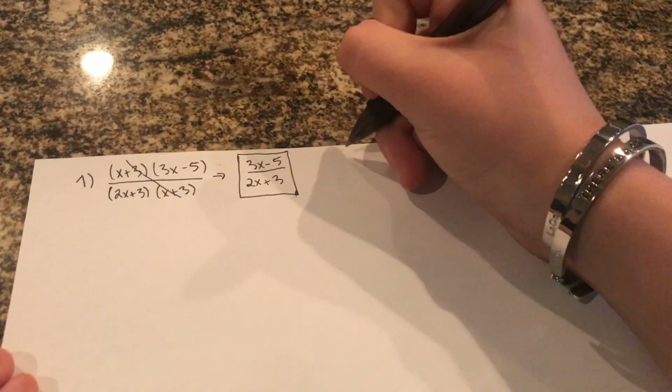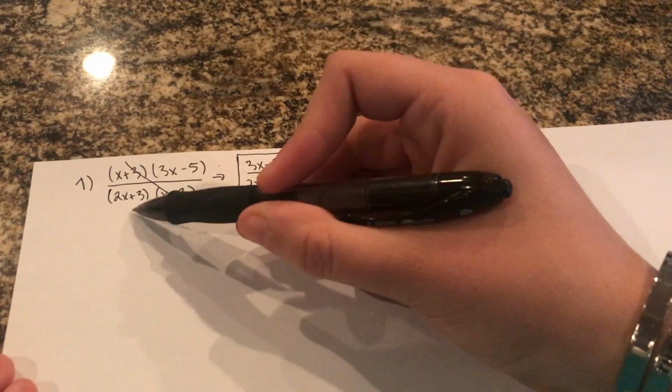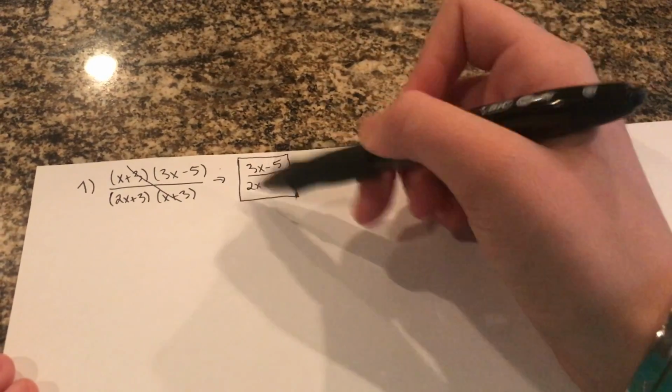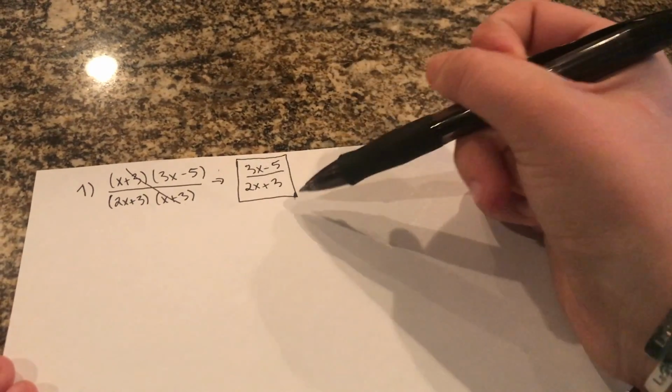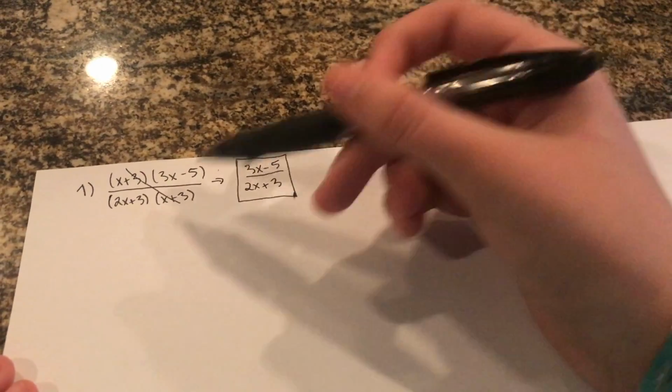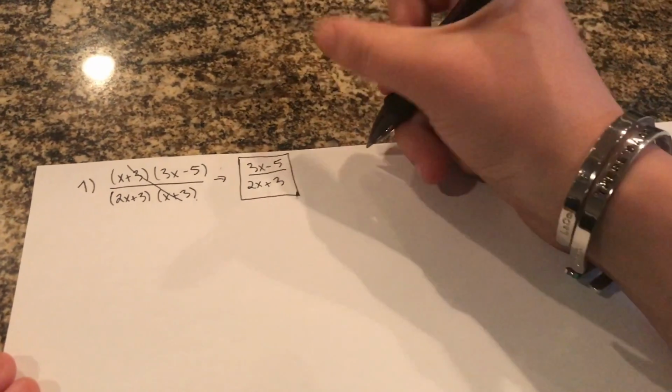To do an undefined check, you take the two factors in your original denominator, not in this denominator. Don't use this one, use this one. On a test, if you use this one, you're going to get the question wrong because you're missing a whole factor. So you've got to use the original denominator.